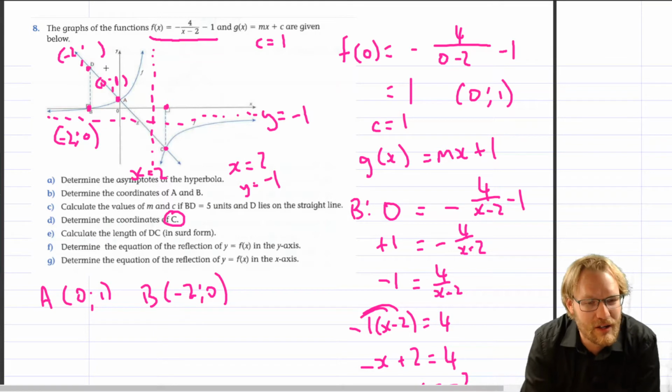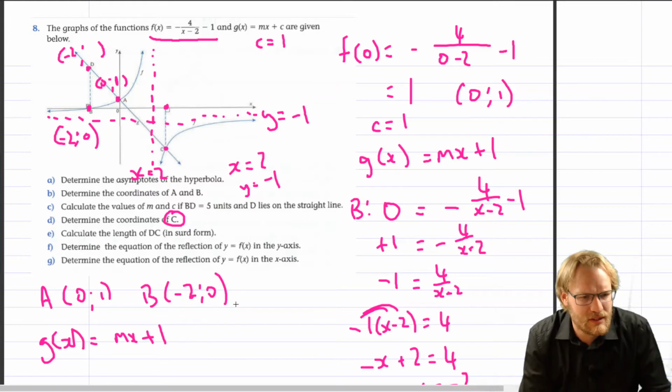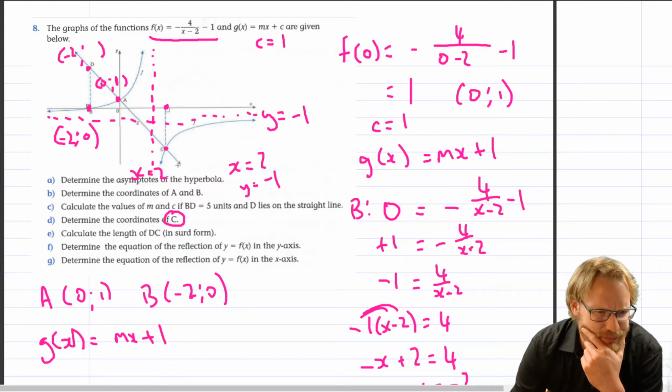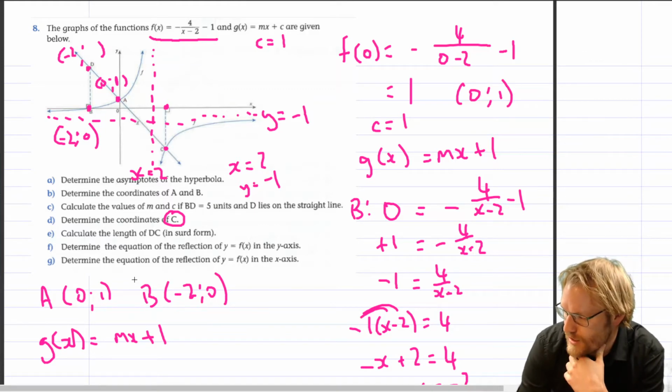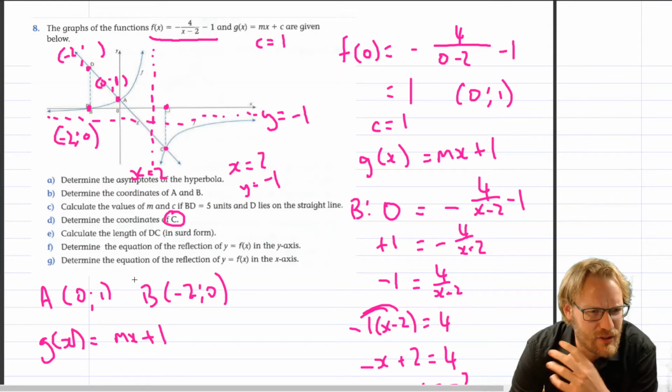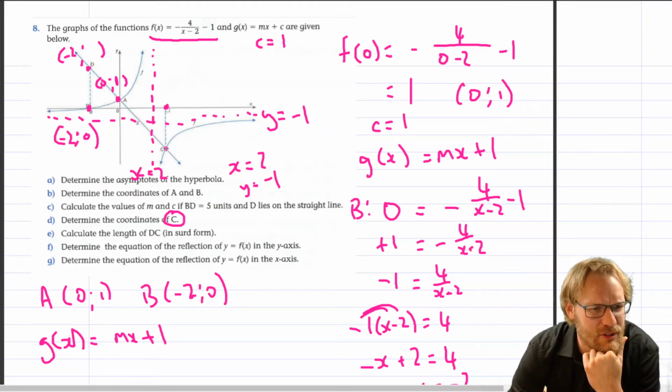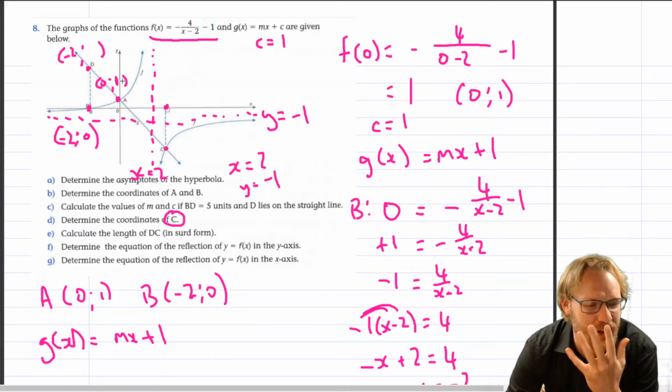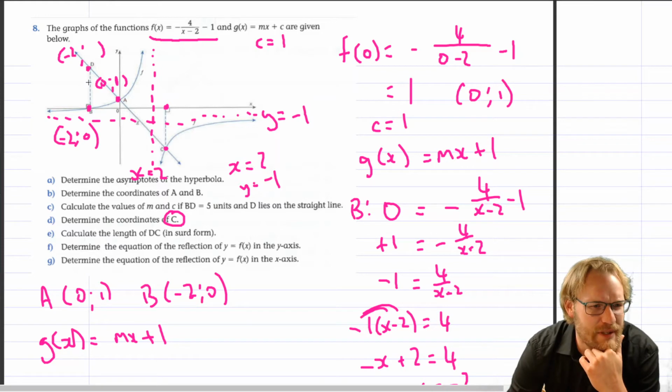Calculate the values of m and c if BD equals 5 units and D lies on the straight line. Okay, we've already worked out what c is. c equals 1. We worked that out because it's related to the y-intercept. So we know that g(x) equals mx plus 1. Now, how are we going to find out m? m is the gradient, but I'm not just jumping ahead and saying m is rise over run, because we don't have 2 points. We don't know what y is for D, we've got its x value, we don't have its y value, so we can't just work out the gradient easily. But we do know BD equals 5.